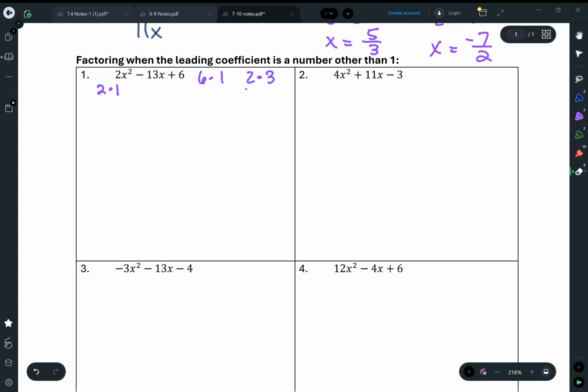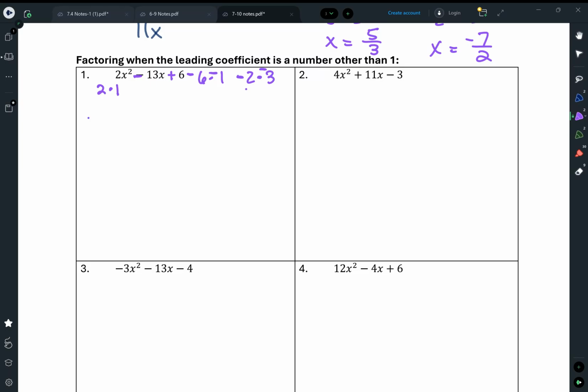Then I want to think about signs. So I'm multiplying, and my last term is positive, but my middle term is negative. That means I need to have two minus signs. I either have negative 6 and negative 1, or negative 2 and negative 3. And that's because negative times negative makes a positive, and when we add two negatives, we get a negative. So in order to get the signs to match, they have to both be negatives.